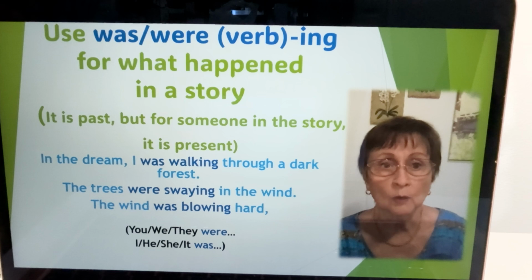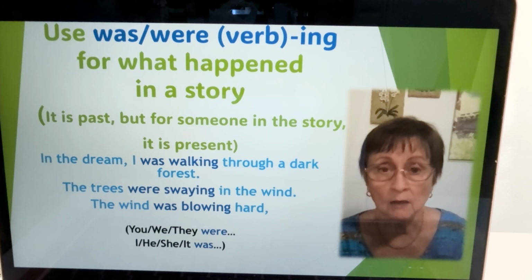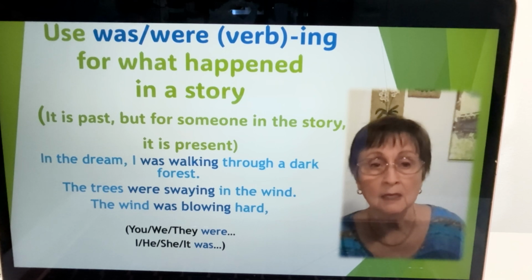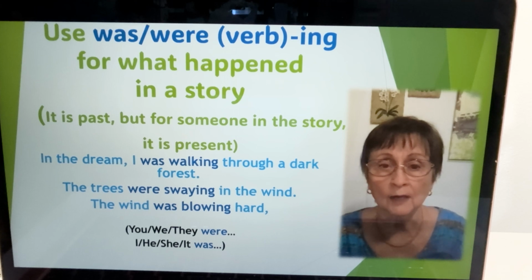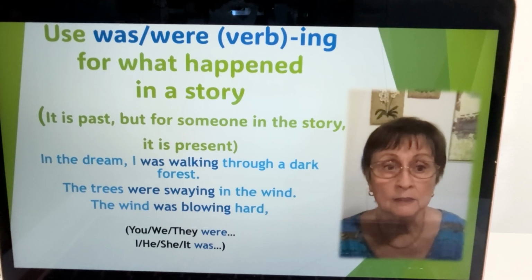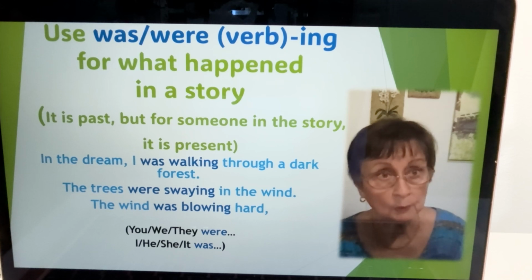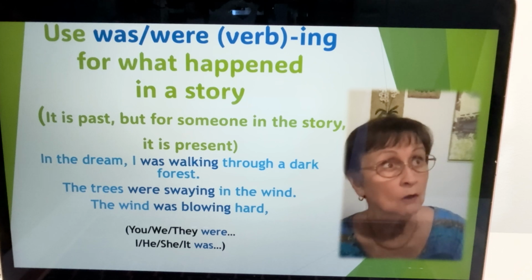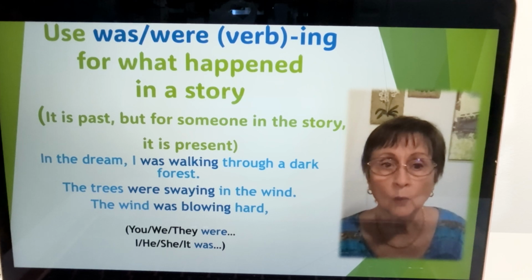Another time we use was, were is when we're talking about what happened in a story, and for the person in the story, it's right now, but the person outside the story, it's past because all of the story has already happened. So for instance, in a dream, while I'm in the dream, it's happening right now, and I would say, for instance, is walking, but once the dream is over and I look back, then I start using was walking. So a person might say, in the dream, I was walking through a dark forest. Now, in the dream, the person would be saying, I am walking through a dark forest. But the person later, maybe the same person, is telling about the dream, I was walking.